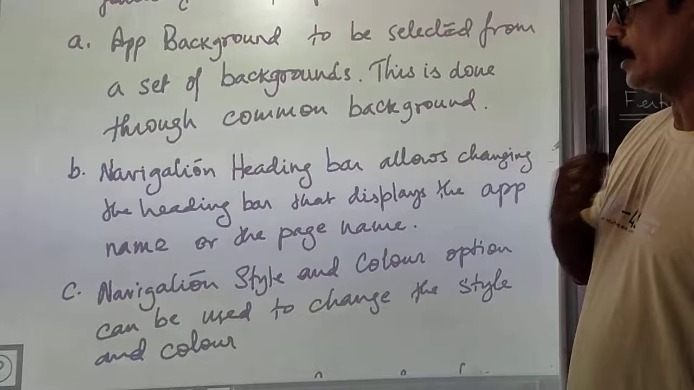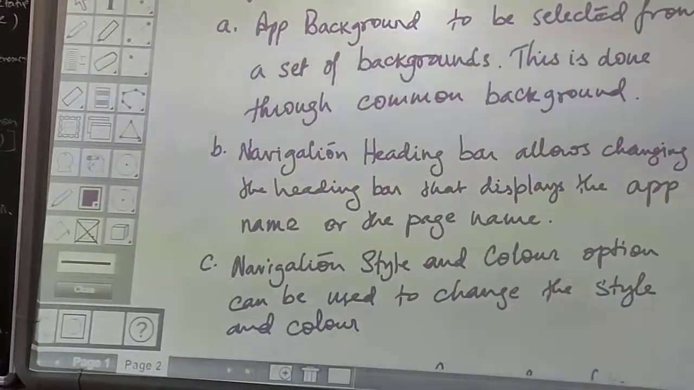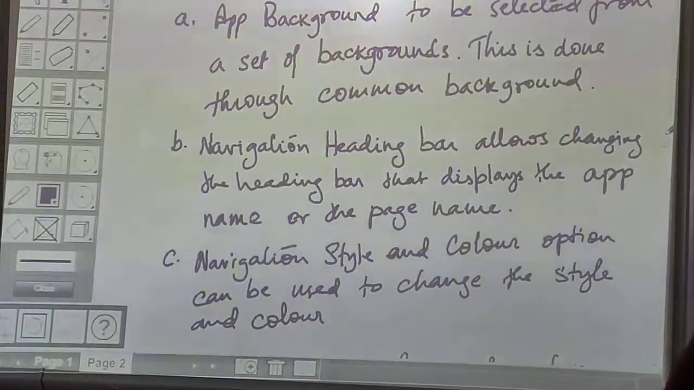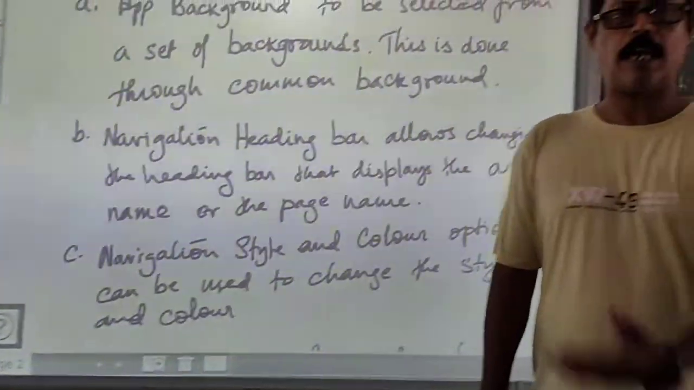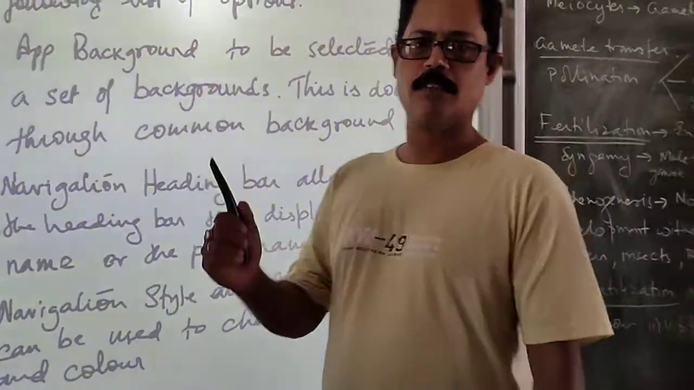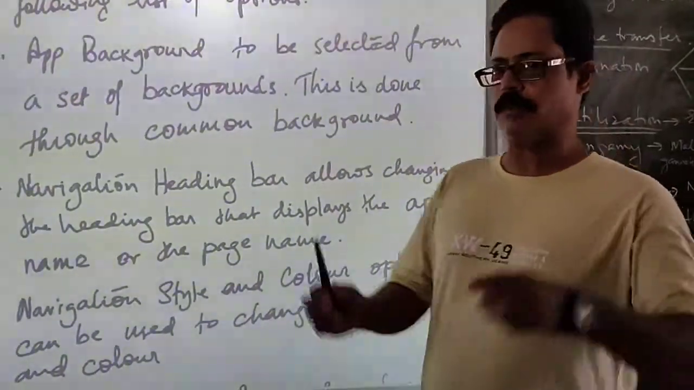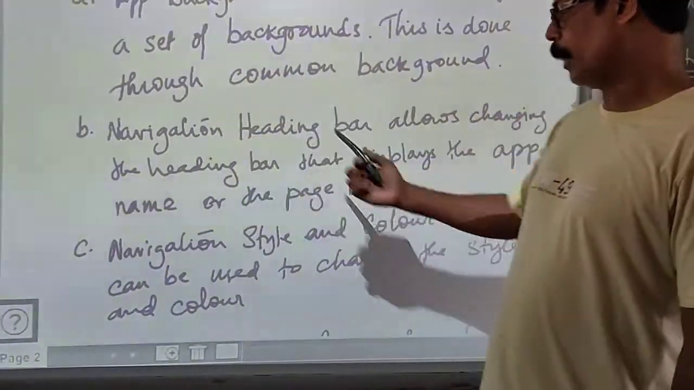Then you have a navigation heading bar. The navigation heading bar allows changing the heading bar that displays the app name or the page name. So the app name, as I said just now, is Student Attendance. So that heading will be displayed. That's called a navigation heading bar.